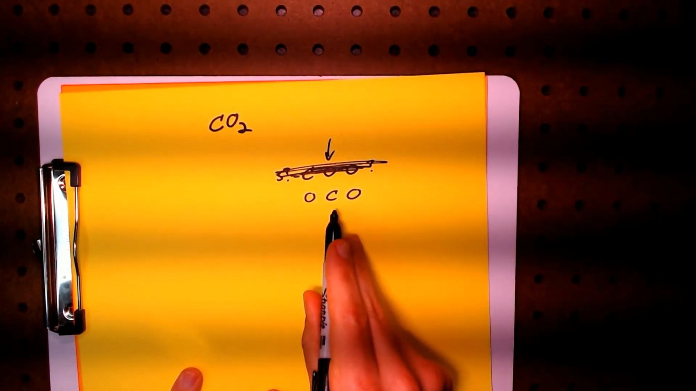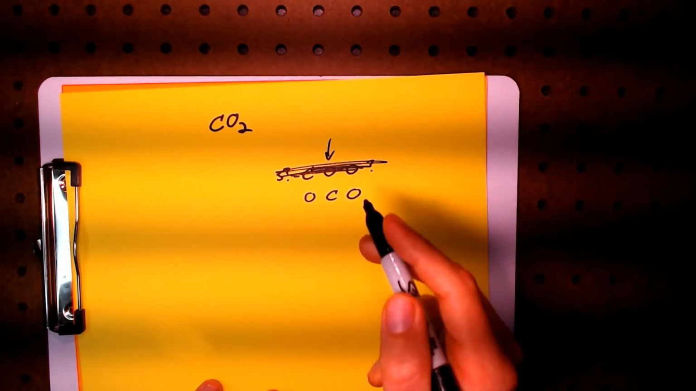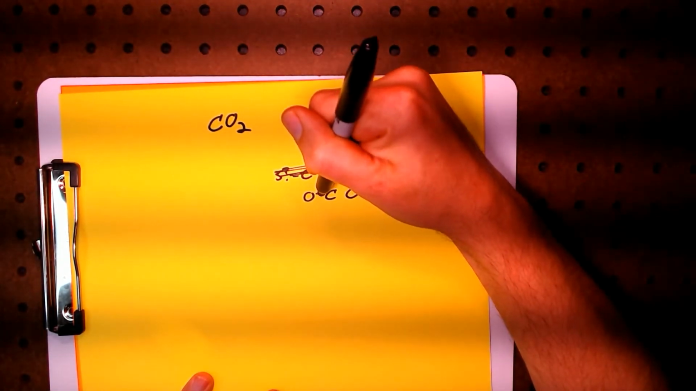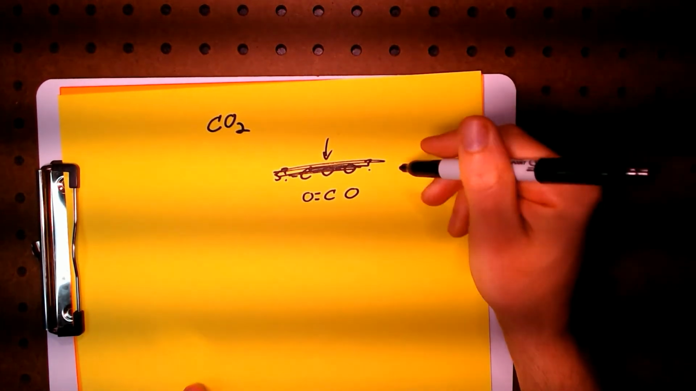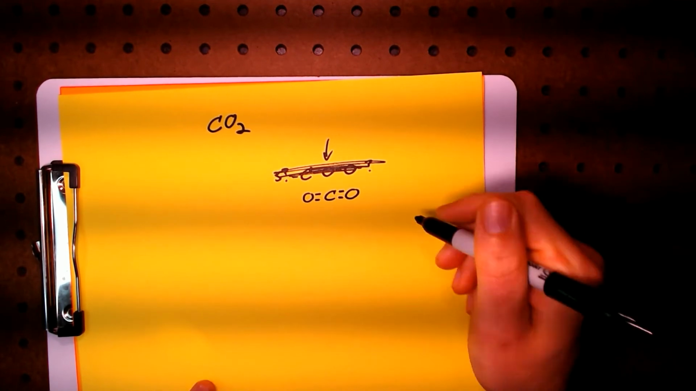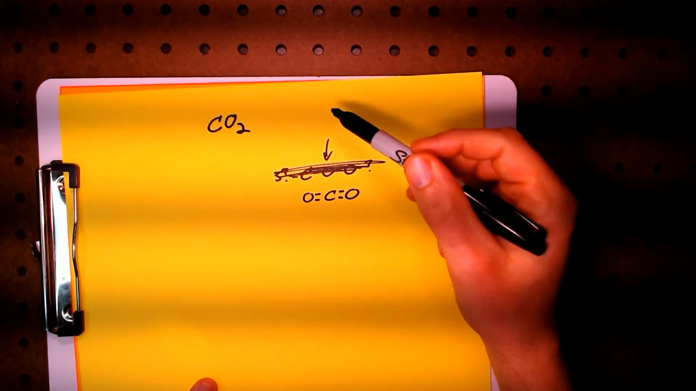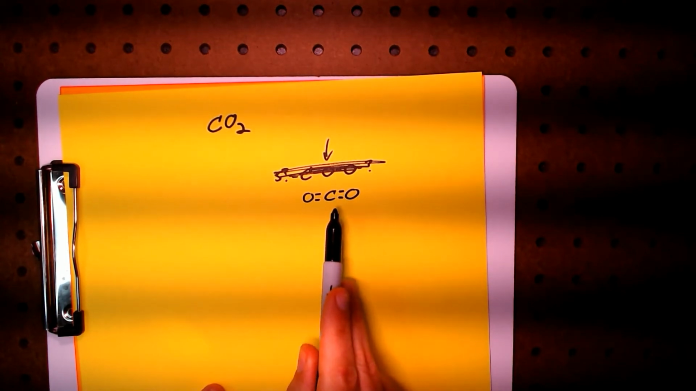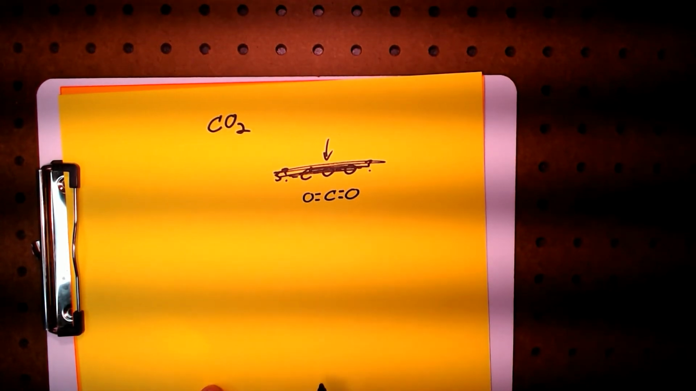So if we take a look down here, what's going to happen? Well, each of these oxygens could bond with a double bond to this carbon, and if they do that, both oxygens have 2 bonds, and the carbon has 4 bonds. So CO2 looks like this. It's a linear molecule with 2 sets of double bonds.